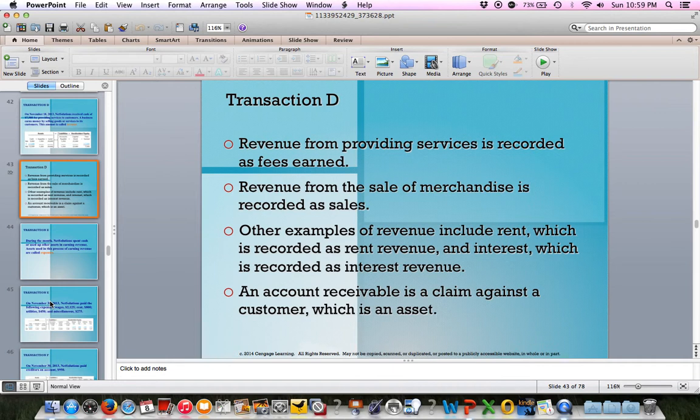An account receivable is basically a claim against a customer. So we could sell goods or services to a customer and say, you can take those things now, but you'll pay us later, and that would be an accounts receivable, which is an asset.